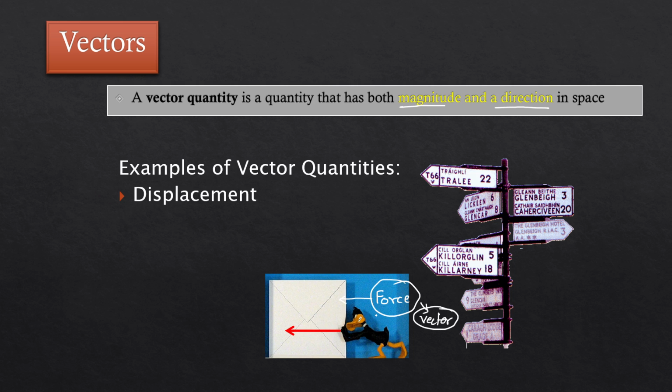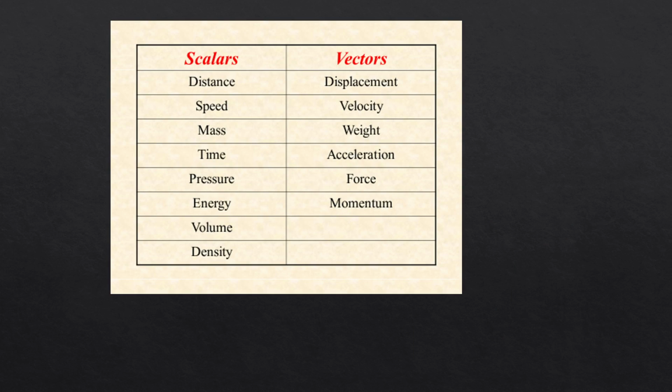So displacement is also a vector. Velocity is also a vector. Acceleration is also a vector. Force is also a vector. Now scalars: distance, speed, mass, time, pressure, energy, volume, density. These are scalars and these are vectors. Few examples are given here. Scalars and vectors. Just read it and go through it. It's very simple. You will get it.